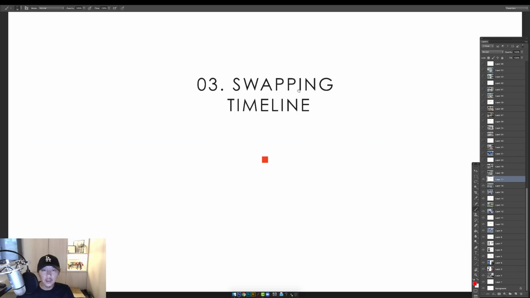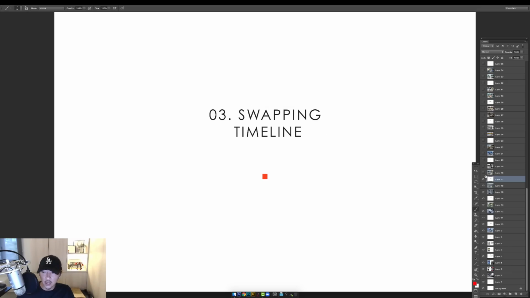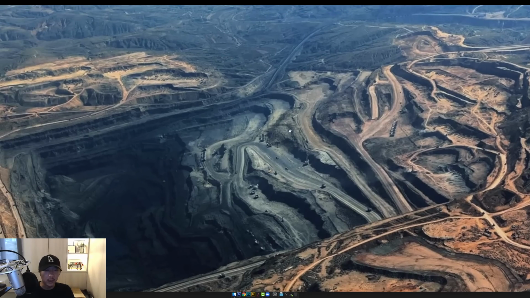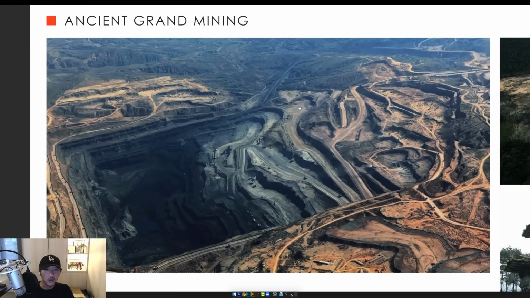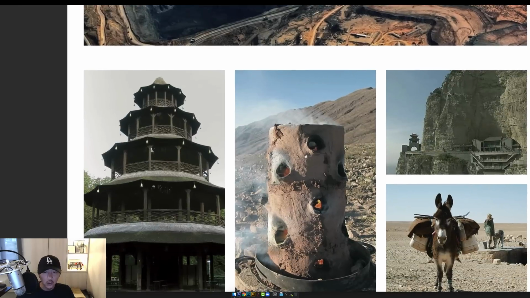Okay. Next, number 3, swapping timeline. Another function over form kind of design. So what you could do is find something from another time period and combine it with a different time period. So here's an example of ancient grand mining. Mining at this scale is very modern. It's something that's done with trucks and heavy equipment. But why can't we combine this with the ancient world?